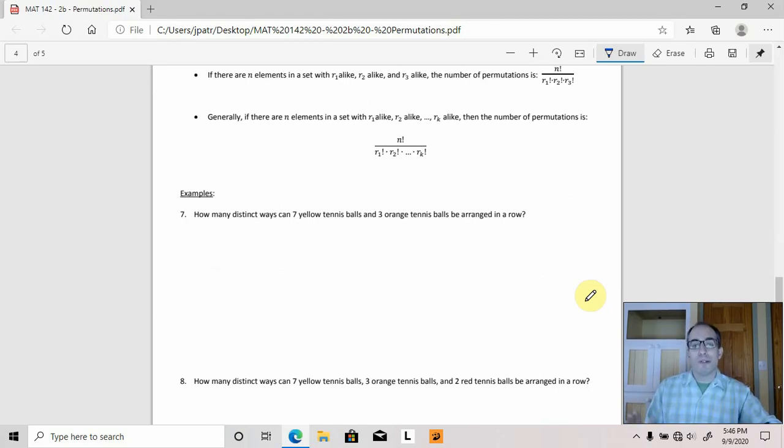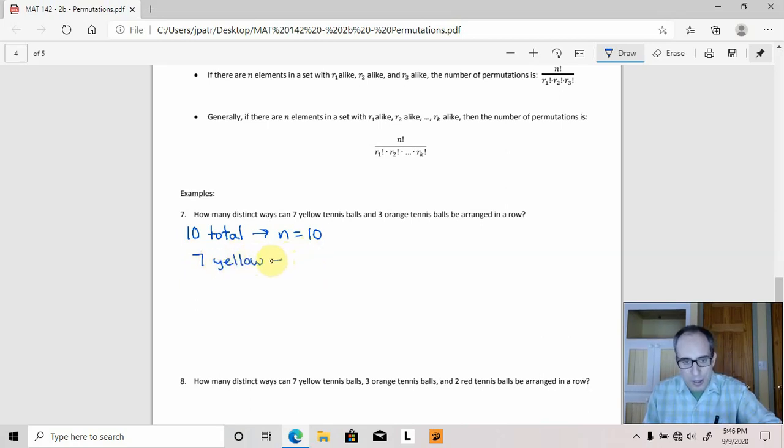So what do we have? Well, combined, we have 10 tennis balls, first of all, right? Because we got 7 yellow and 3 orange. So that's going to be an important number. So 10 total, which would mean that n is 10, right? That's our total number of objects, or if you want to think of it like a set, the total number of elements. But then there are 7 yellow, so that would be the R1 being alike. So R1 is 7. We have 7 that are alike, and then R2, the orange, would be 3, right? So 3 orange, that would mean that R2 is 3.